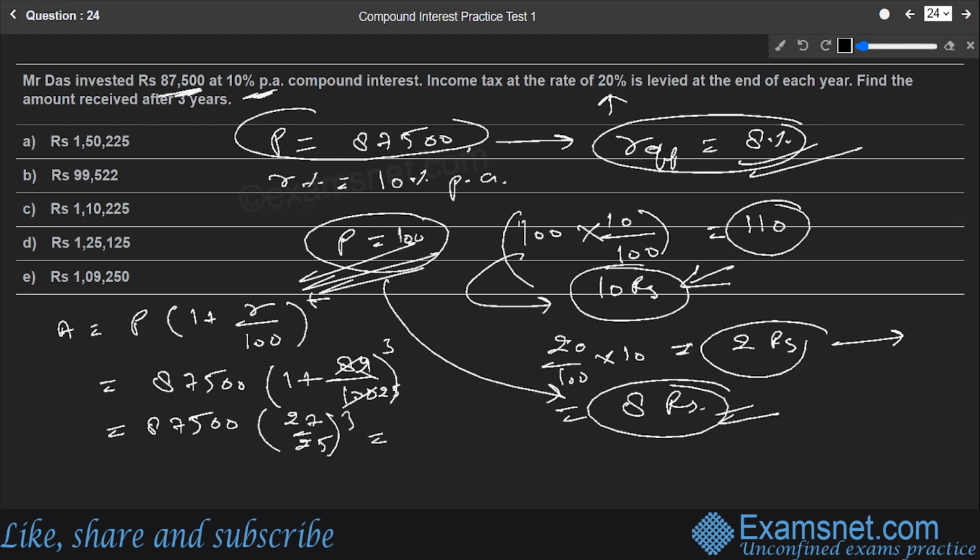Okay, if we solve this further, this comes out to 1,10,225. So this is the actual amount that he is going to collect after paying the income tax also, and this amount is available in option number C and is the right answer.